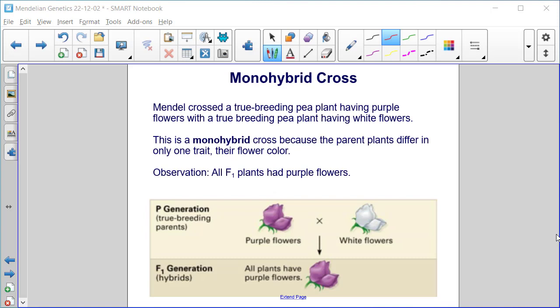Monohybrid cross. Mendel crossed a true breeding pea plant having purple flowers with a true breeding pea plant having white flowers. This is a monohybrid cross because the parent plants differ in only one trait, their flower color. The observation was that all F1 plants had purple flowers.